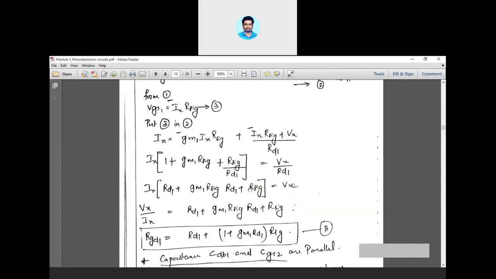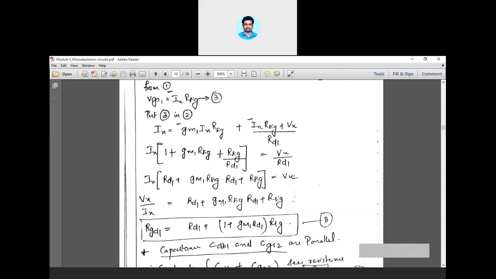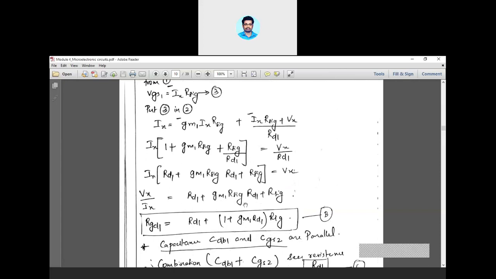Now, observing this equation, you can easily find the ratio Vx by Ix. So that will be like this. The common factor with the last two terms is Rc, which you can take outside. When you take Rc outside, inside the bracket you have 1 plus, here you have Gm1 into Rd1, which is equation number B.